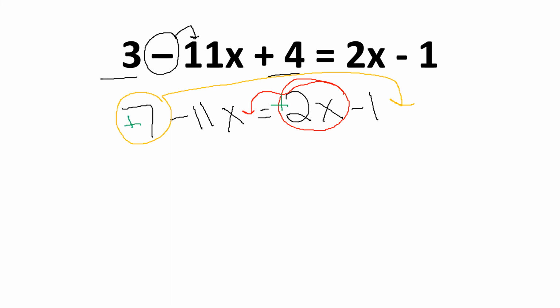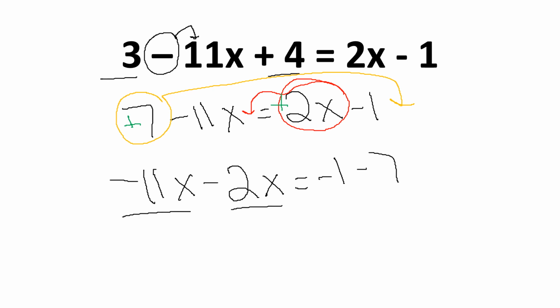I'm not touching my negative 11x. I am moving my plus 2x over. When I move a plus 2x, it becomes negative. I'm not touching my negative 1. I'm going to move my plus 7 over. When I move it, it becomes minus. Now I have all my x's on one side, all my numbers on the other side, and now I just start simplifying. Negative 11 minus 2 is negative 13x. Negative 1 minus 7 is negative 8.